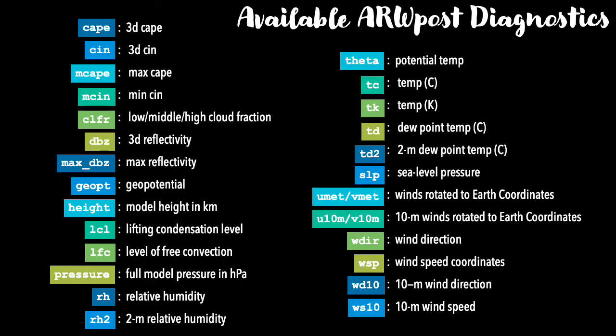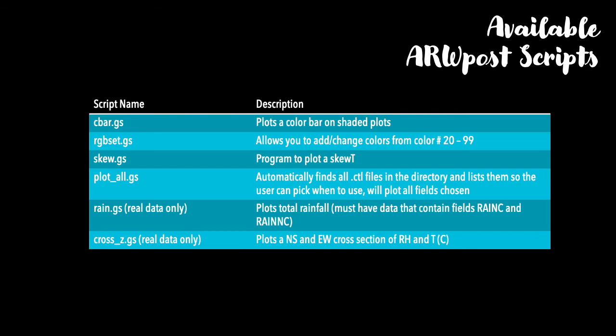These are all the available diagnostics built in with the ARW Post tool. For the sake of time, I won't read them all, but feel free to pause the presentation to get a thorough look. And these are all the available scripts included with ARW Post. These allow you to plot a color bar, change colors, and there are 79 different color options available. SKU-GS is how you would create a SKU-T plot. Rain-GS is what you would use for cumulative rainfall, and Cross-Z-GS is how you would create a cross-section plot.